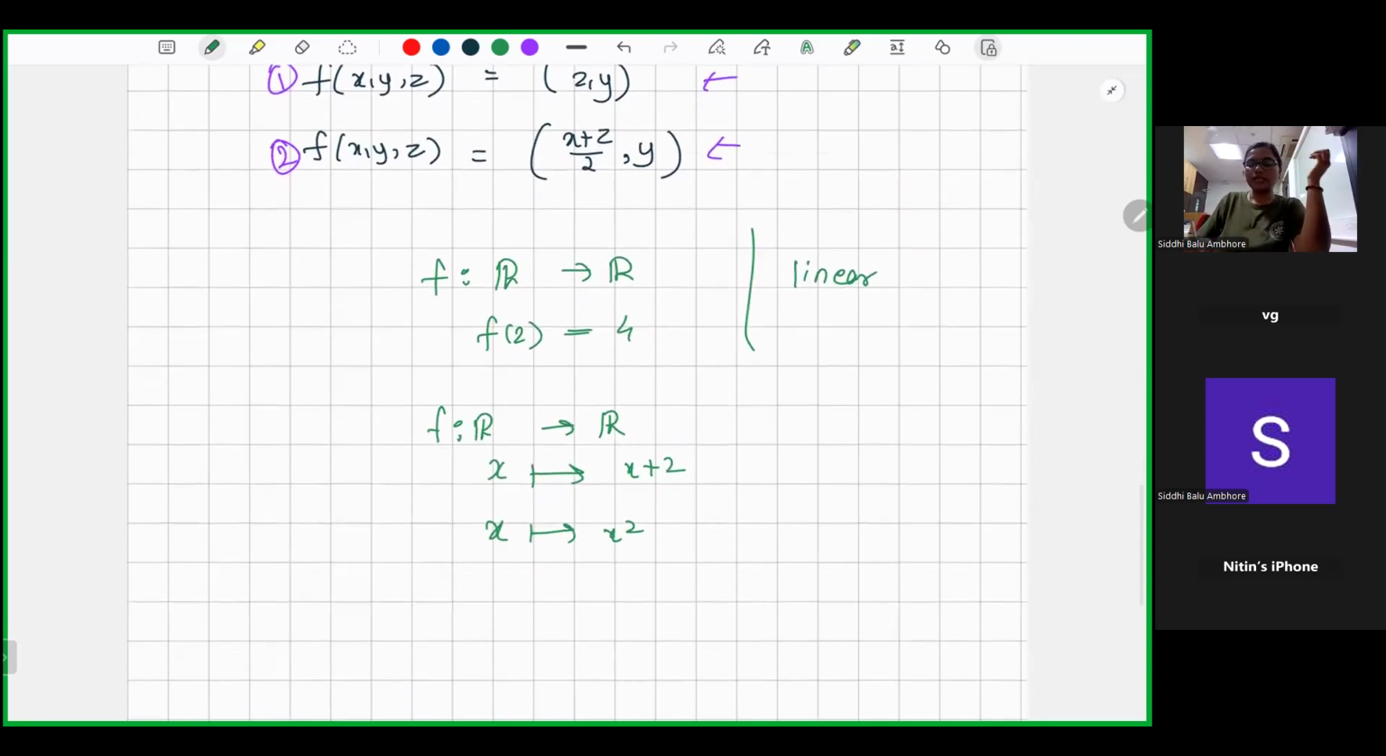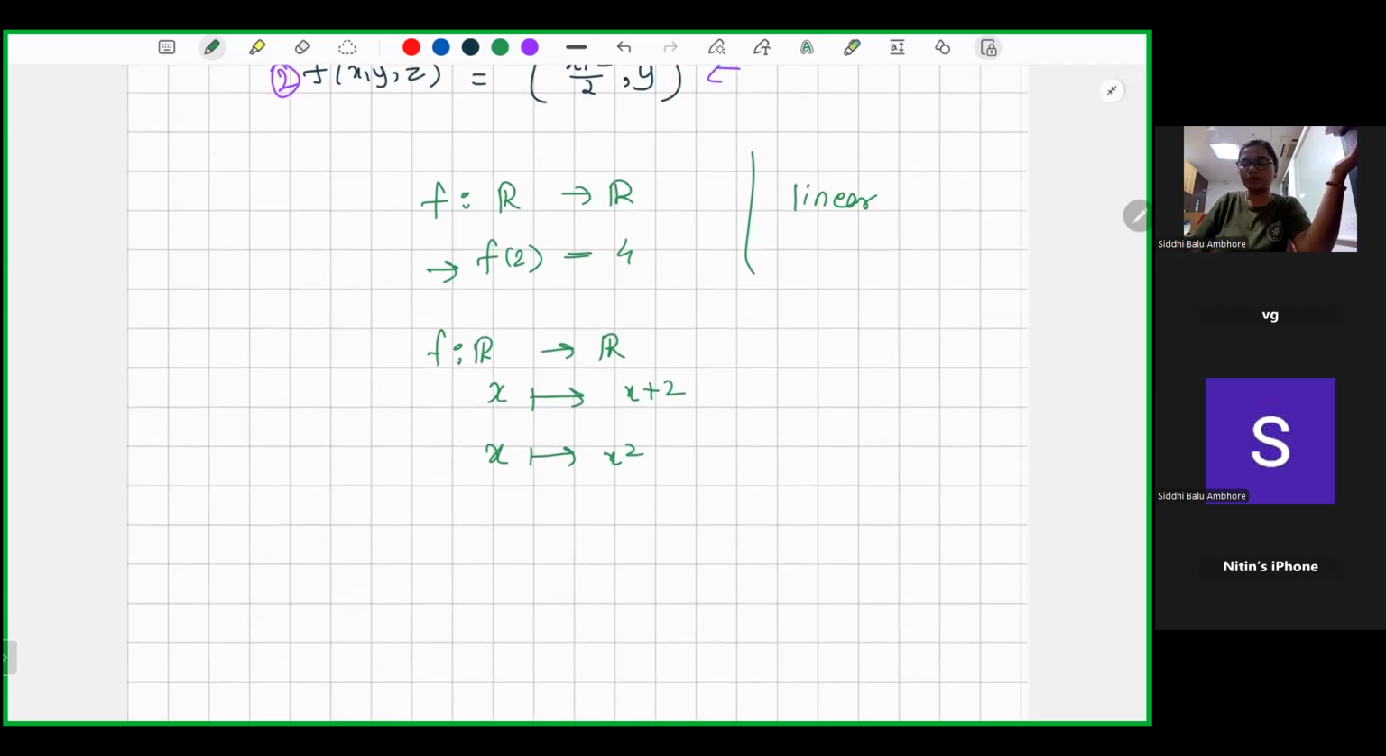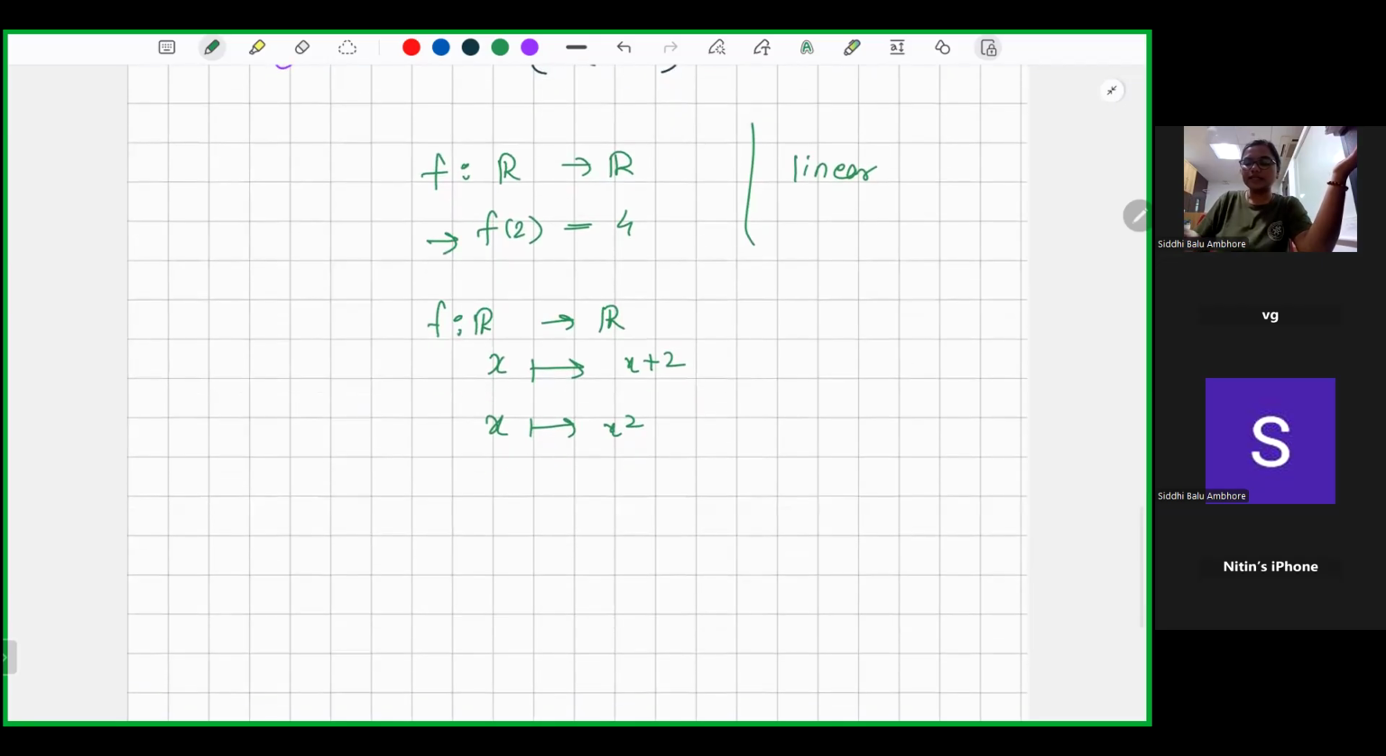So what I was saying is that when I'm asked whether I can define a linear map from R to R such that f of 2 is 4, there are various ways we can define a map f from R to R such that f of 2 will be 4. For example, I can do it like x going to x plus 2, x going to x square, and x going to 2x. But out of which one is linear?